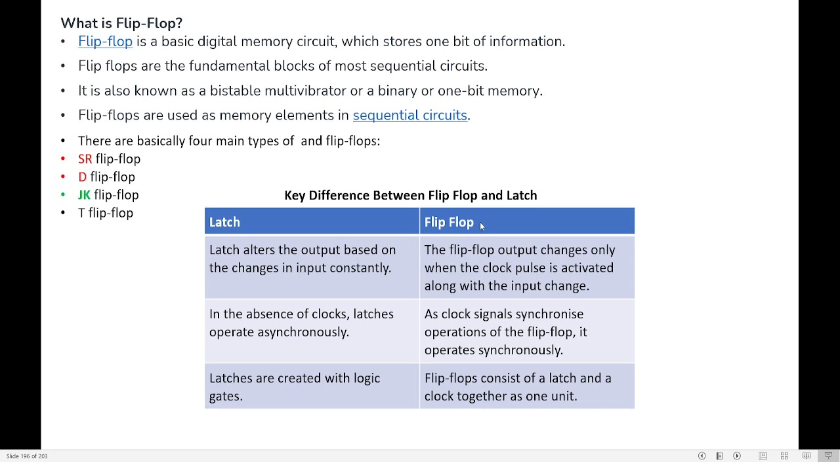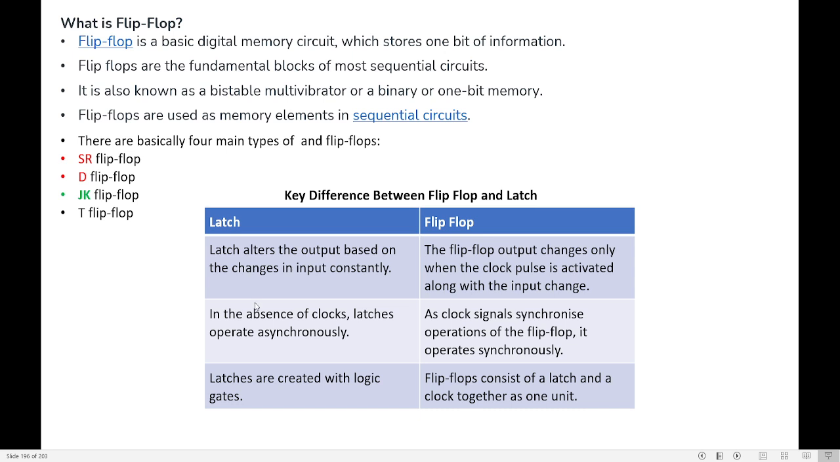Whereas flip-flop is not like that. The output of flip-flop changes only when the clock and input changes. So the output changes only when the clock is activated along with the input. That is the point 1. Point 1, latch output changes when there is a change in input. In flip-flop, output changes only when there is a change in input as well as the clock signal which is connected.